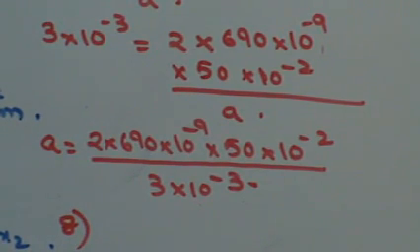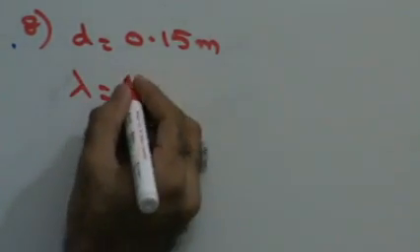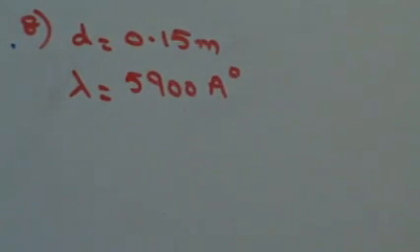Calculate the limit of resolution and the resolving power of a 0.15 meter diameter telescope at a wavelength of 5,900 Angstrom unit.